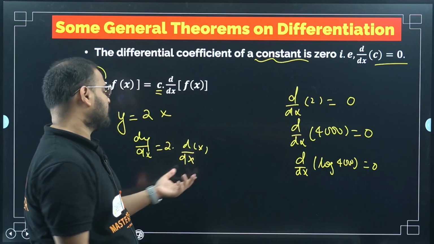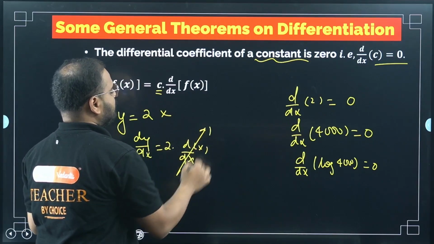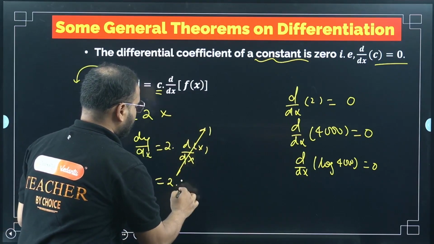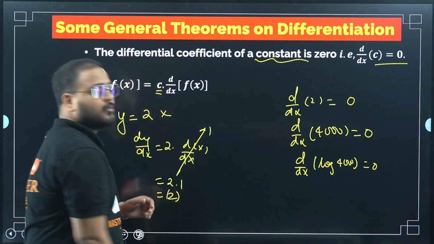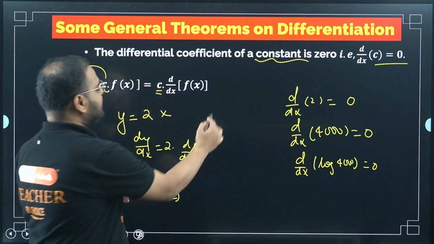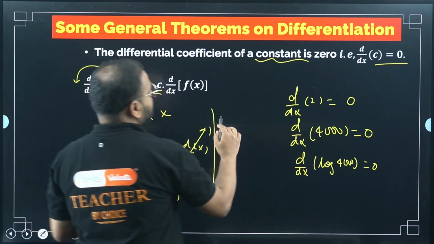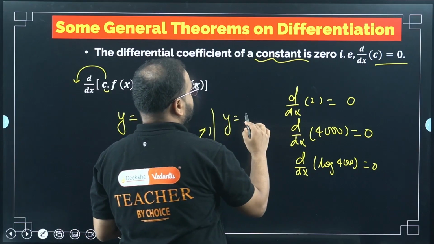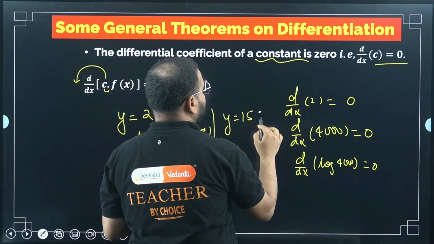differentiation of x with respect to x, which is nothing but 1. So what is my answer? 2 times of 1. How much is that? 2. Okay. Let's take another example, so let's say y equals to 15 sin x.